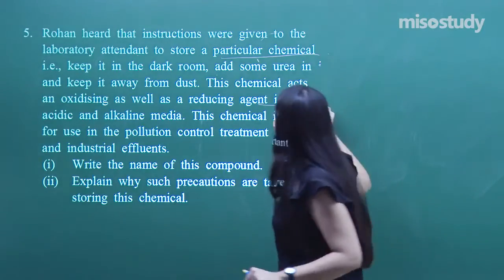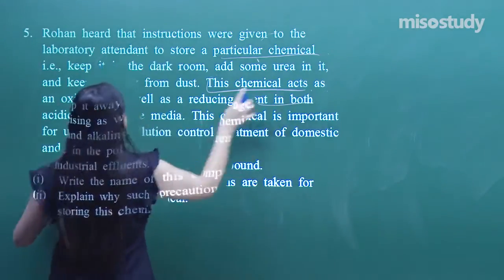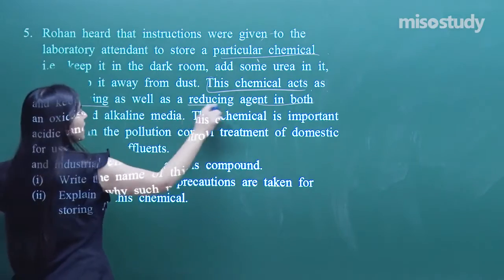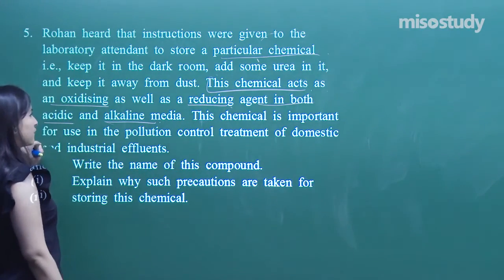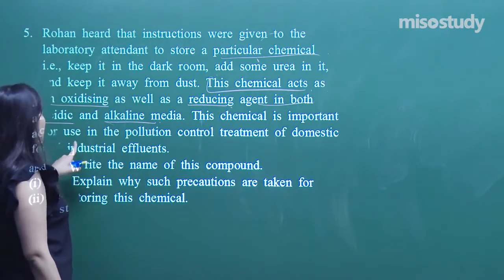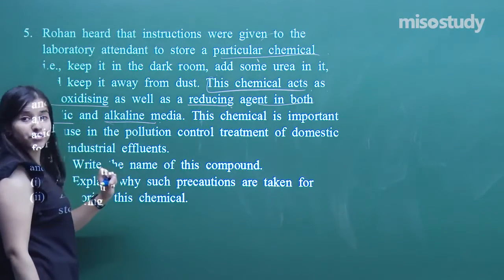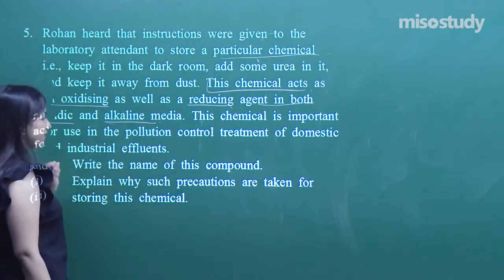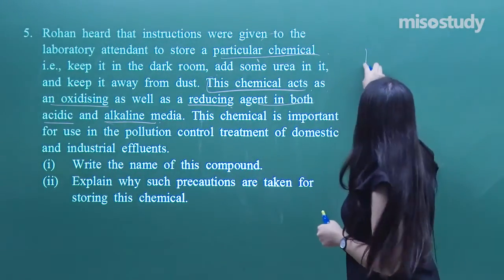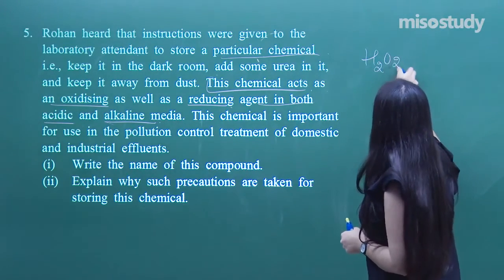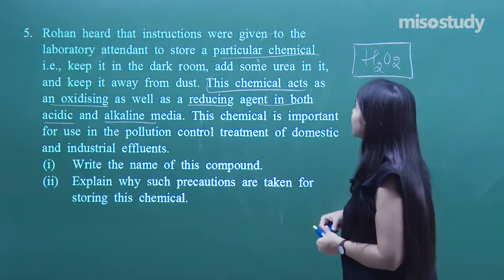Have you got the compound? What is it? See here, it acts as an oxidizing as well as reducing agent. We have done this in acidic and alkaline media, and this chemical is important for use in pollution control treatment also. What is it? So it's a very, very familiar compound we have done. Hydrogen peroxide it is.